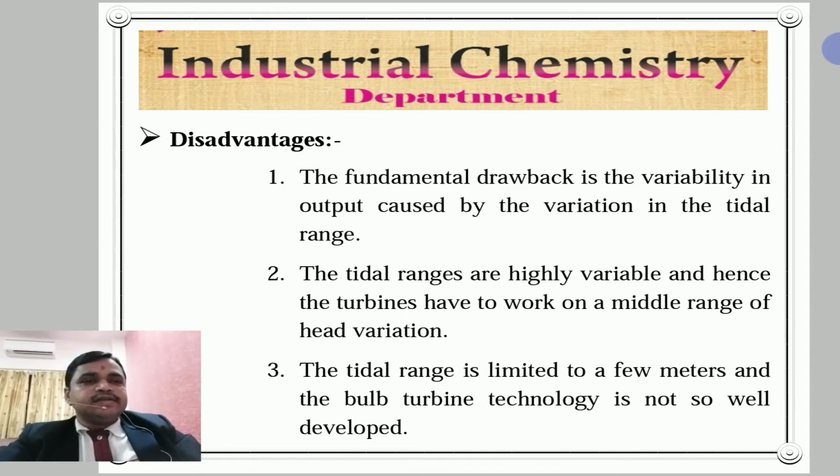There are variations in the tide in the sea or ocean. So we do not get the same output everywhere from a tidal power plant. Number 2, the tidal ranges are highly variable and hence the turbines have to work on a middle range of head variation. It is also a very important disadvantage.